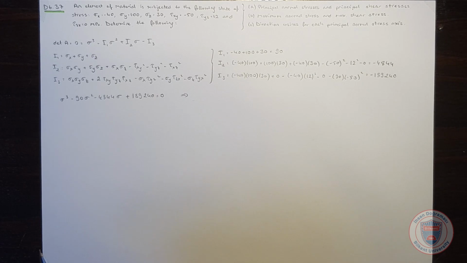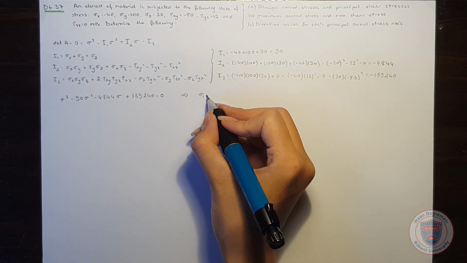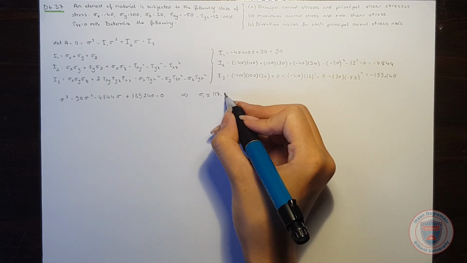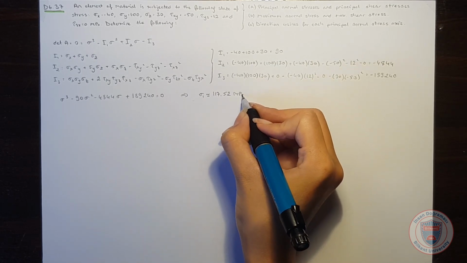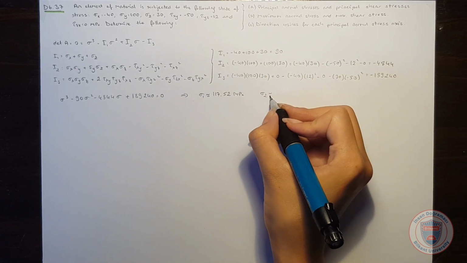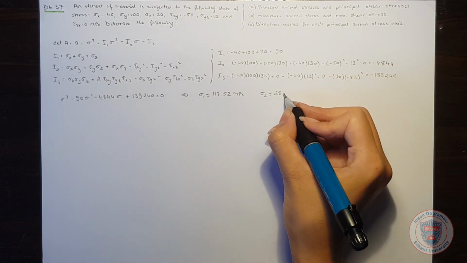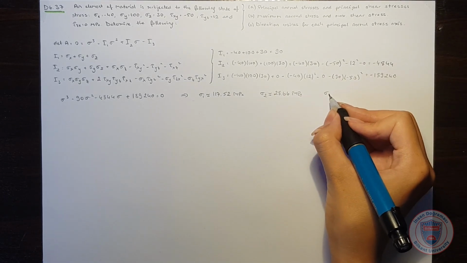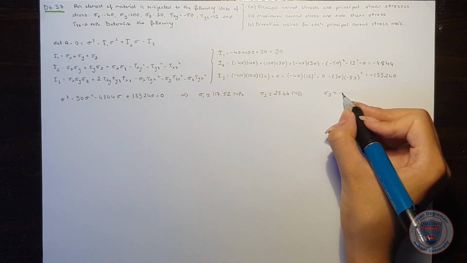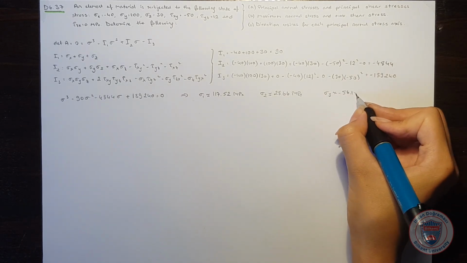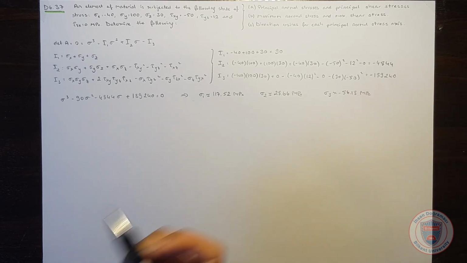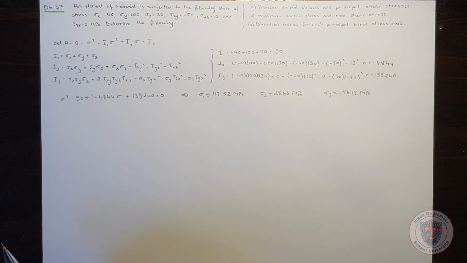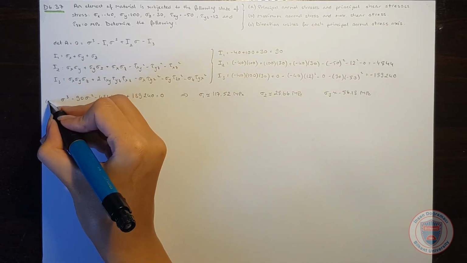And when we solve the equation, we will obtain sigma 1 is approximately 117.52 MPa. Sigma 2 will be approximately 28.66 MPa. And sigma 3 will be minus 56.18 MPa. Since we find the principal normal stresses, we can now find the principal shear stresses. This was part A.